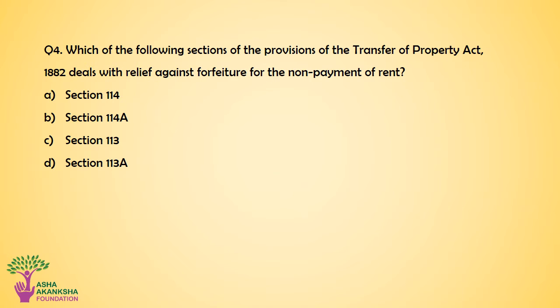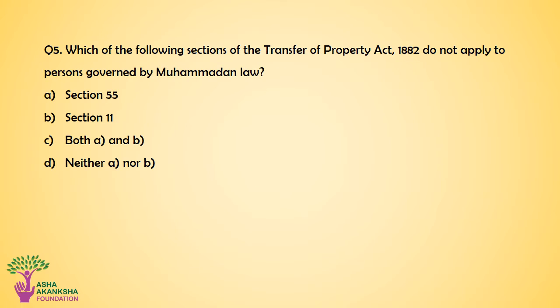Question number 4. Which of the following sections of the Transfer of Property Act 1882 deals with the relief against forfeiture for the non-payment of rent? Option A, Section 114. Option B, Section 114A. Option C, Section 113. Or option D, Section 113A. The correct answer for this question is option A, Section 114.